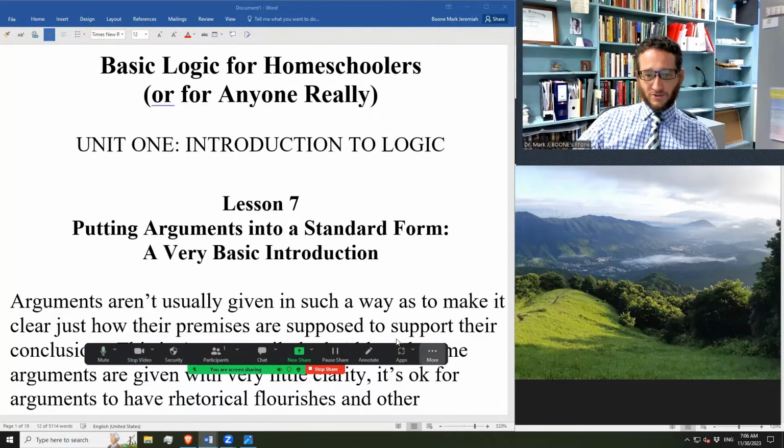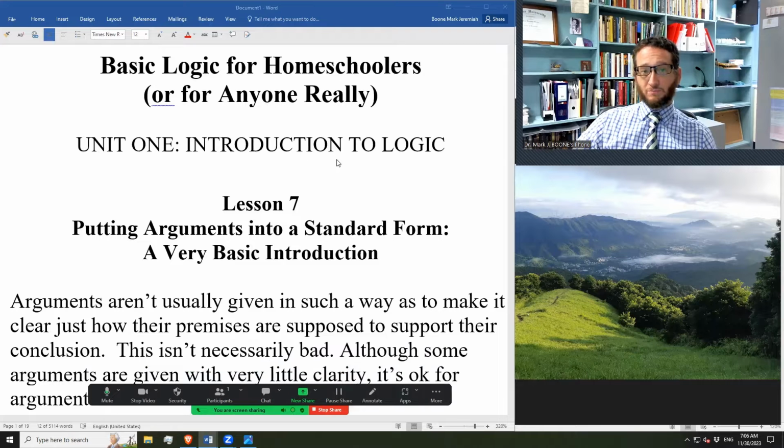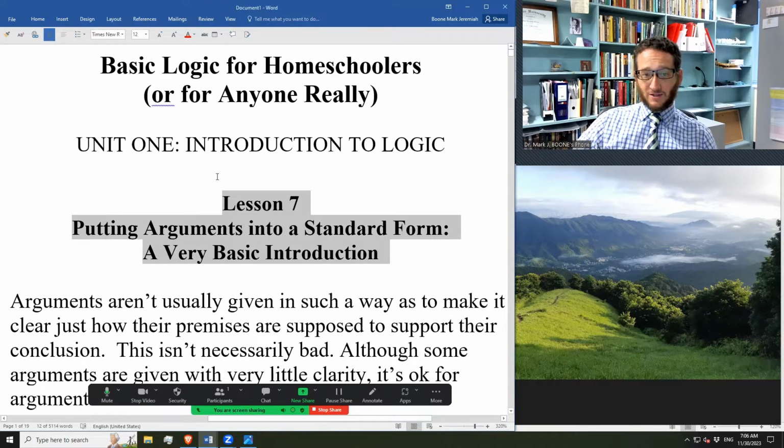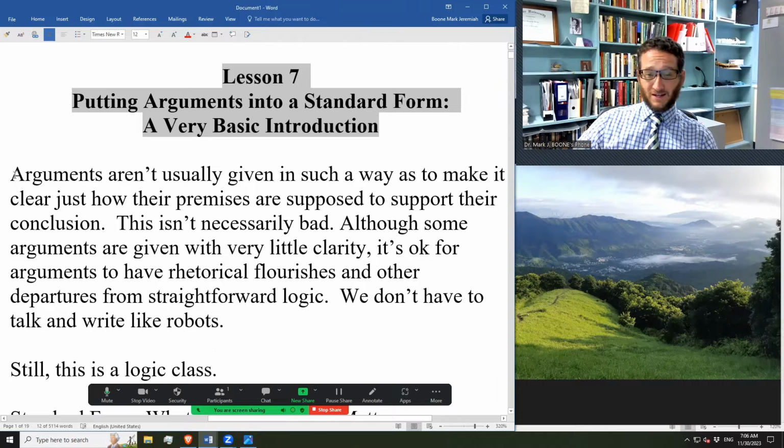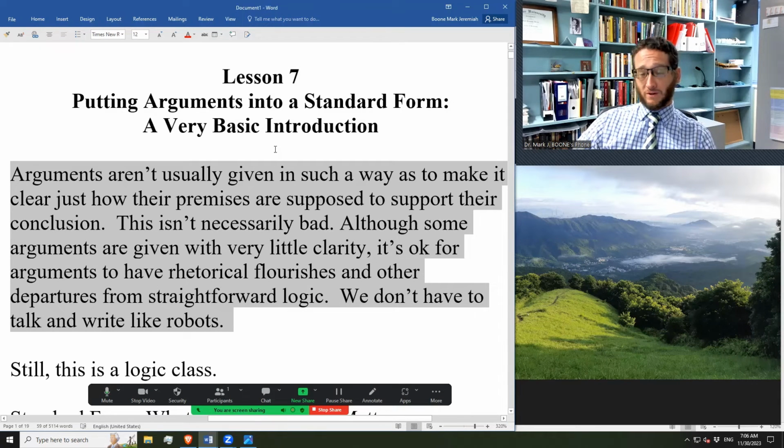Logic for Homeschoolers, a very brief introduction to basic logic. And we now get to lesson 7 on putting arguments into standard form. Now, we will actually need 2 lessons on this. And this will just be a very basic introduction to the idea and some of the basic principles for putting arguments into standard form. In lesson 8, we'll learn the right techniques for doing this in the best way.